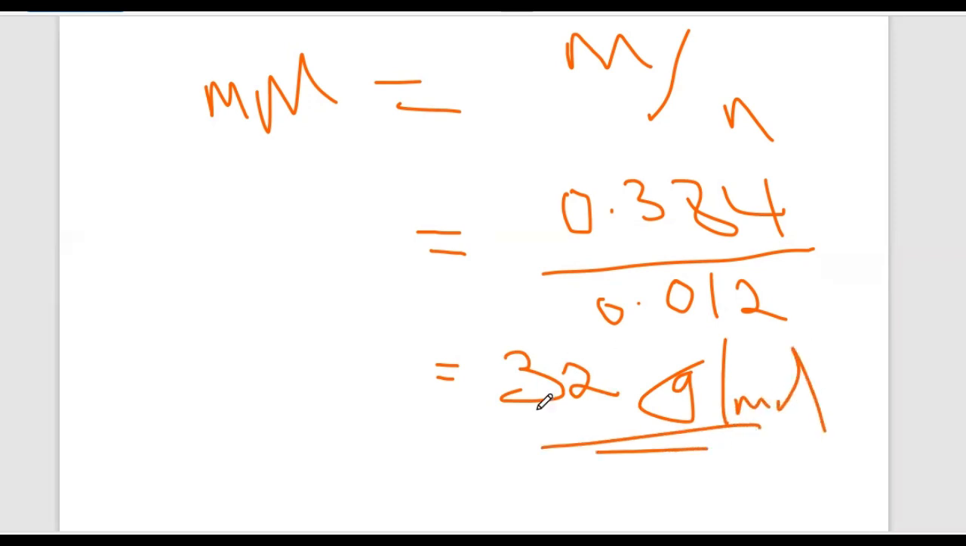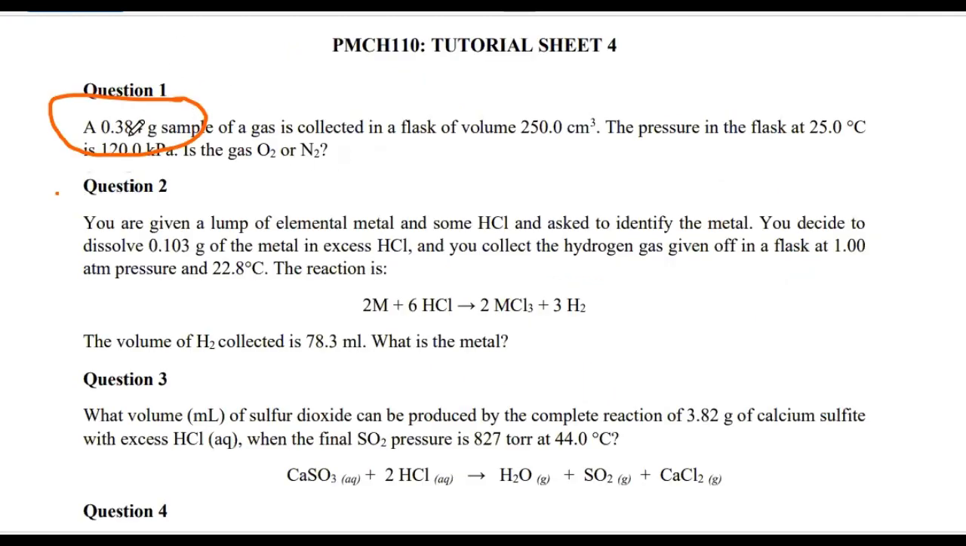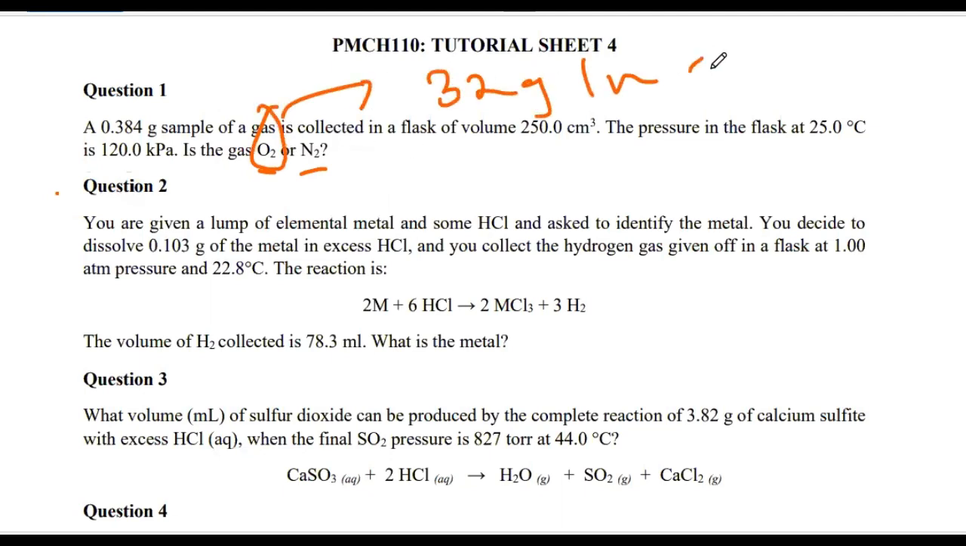Now since my molar mass is 32 grams per mole, I go back to my question. The question was, is that gas oxygen or is that gas nitrogen? You can see that the gas will be oxygen, because oxygen is the one that has 32 grams per mole as its molar mass. Nitrogen has another number. So that's how you find question 1. Do we have any questions? Okay, silence means no questions. I'll move to question 2.